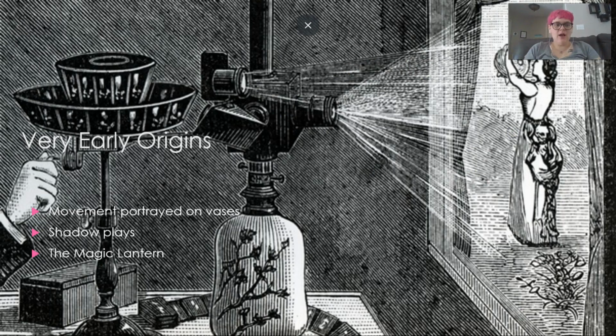Okay, so very, very early origins. Animation has its early origins that go hundreds and hundreds to thousands of years back. That can include movement that was portrayed on vases, like in ancient Greece or ancient China, as well as shadow plays. A lot of different cultures have shadow plays, Japan being one that is really common. And also early projections that would have negatives of an animation that you could project onto a wall, just like a modern day projector.